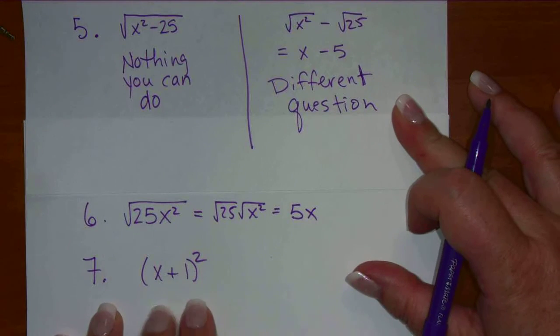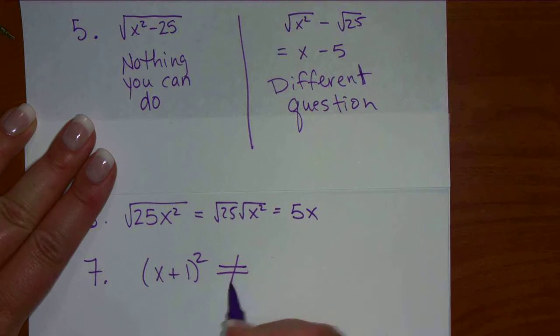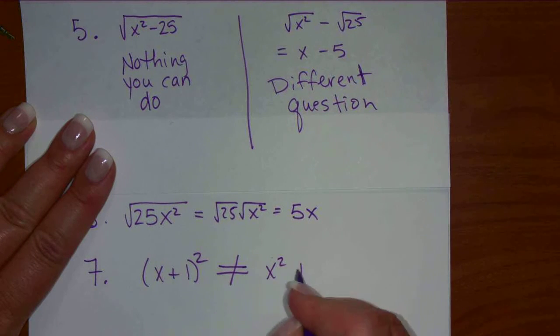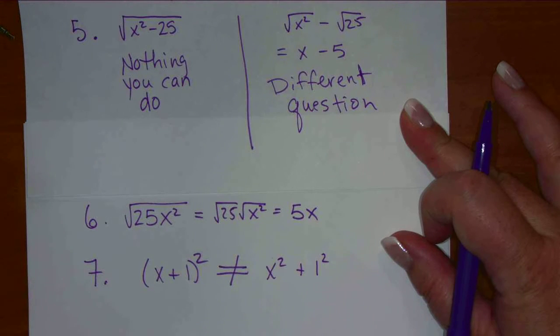It's the exact same rule, because a square root is an exponent. You can't break this up. This is not equal to x squared plus 1 squared, or x squared plus 1. You can't do that. How do we expand this?